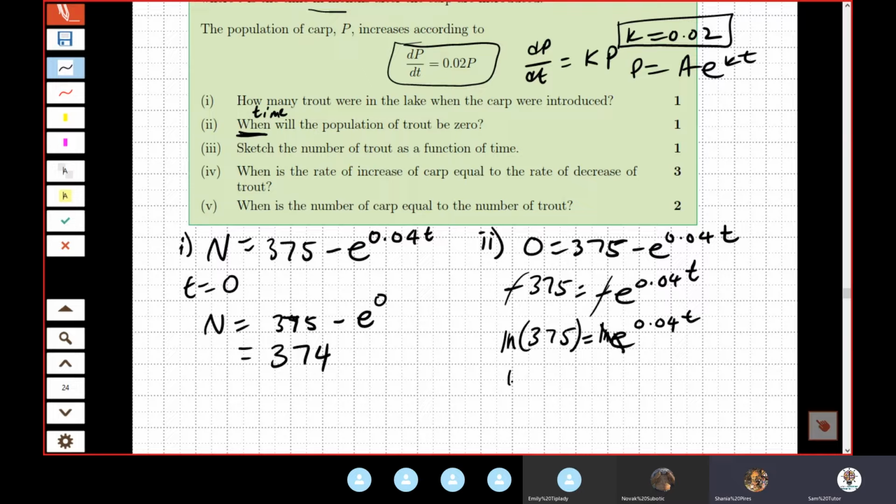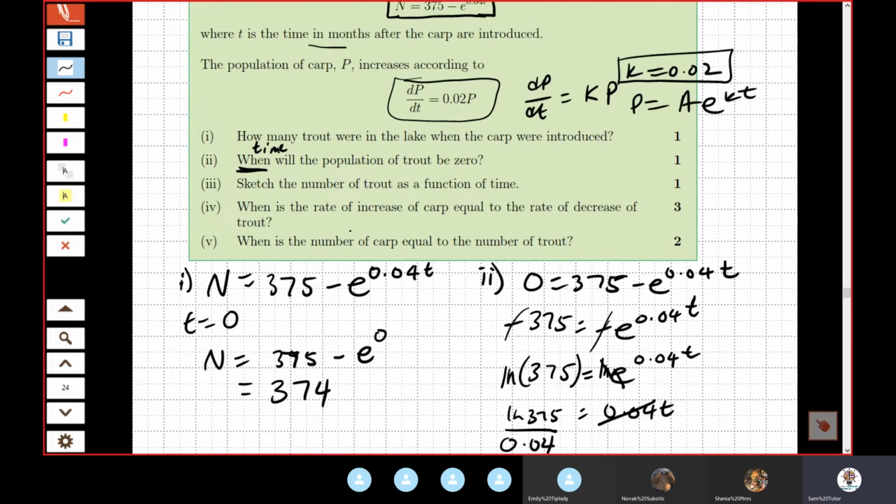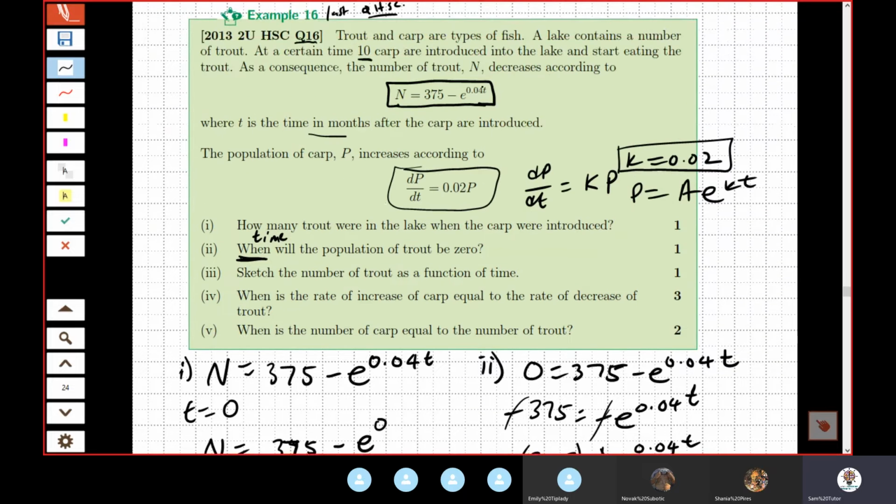You've got log 375 equals 0.04t. And then how do I get rid of the 0.04? Divide it. And you found the time. I'm just going to plug it into my calculator. That's good. Log 375 over 0.04, 148. So when it says when will the population, what was t in terms of? t is the time in months.